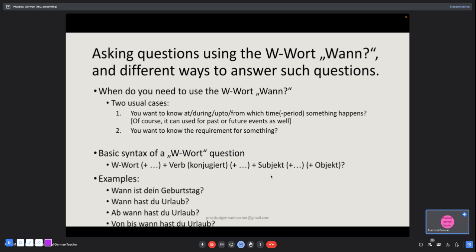So here are the examples. For example, one. Can someone read these for me? Wann ist dein Geburtstag. Continue reading, please. Wann hast du Urlaub. Ab wann hast du Urlaub. Bis wann hast du Urlaub. Okay, if you had to take a guess, so what does it mean?